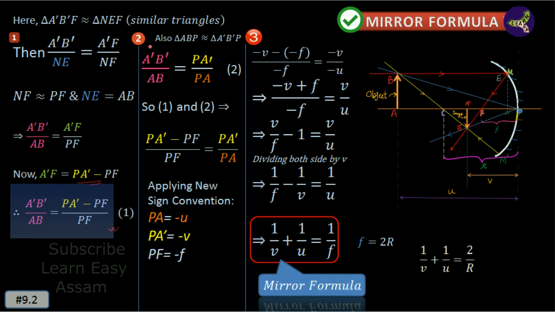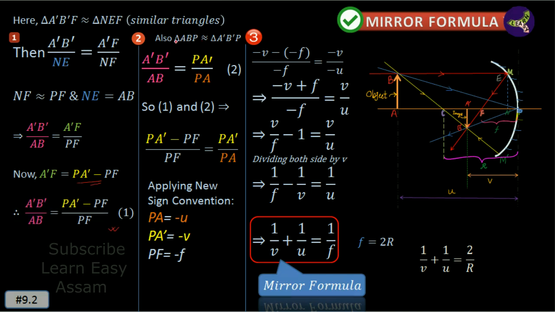Now again we have to consider some other triangle, that is triangle ABP is similar to triangle A dash B dash P. So this triangle is similar to triangle A dash B dash P, this small triangle. These two triangles are similar, and from the similarity property we can write A dash B dash by AB is equal to PA dash divided by PA. This came from the similarity property of these two triangles. So this is equation number 2.